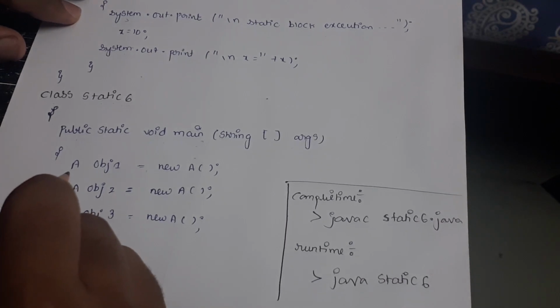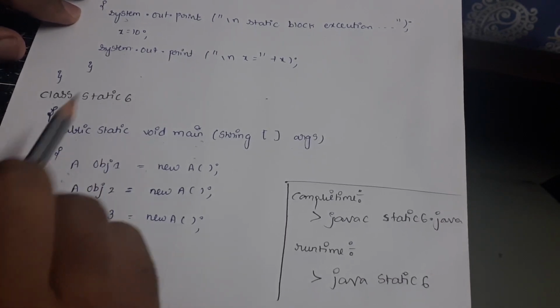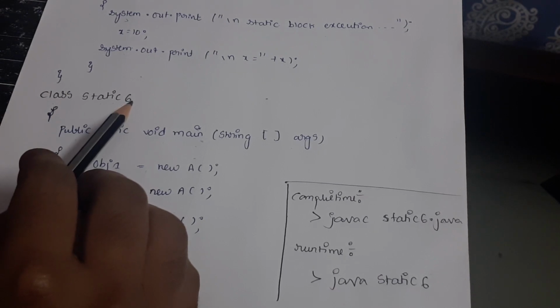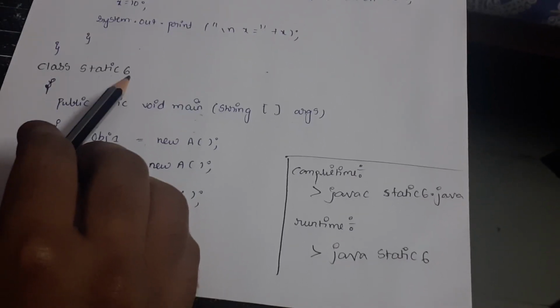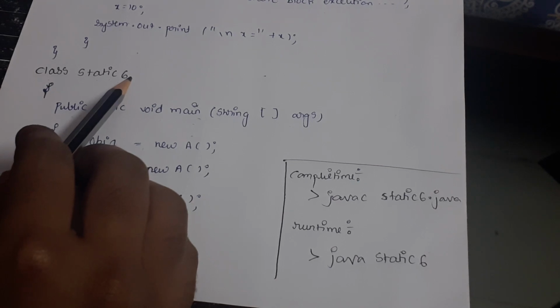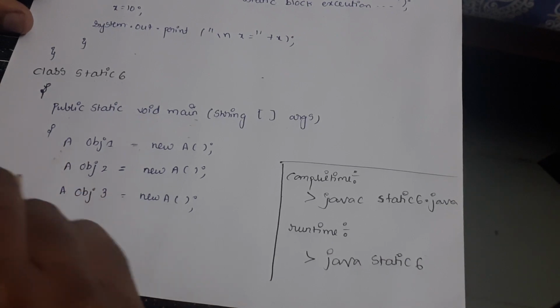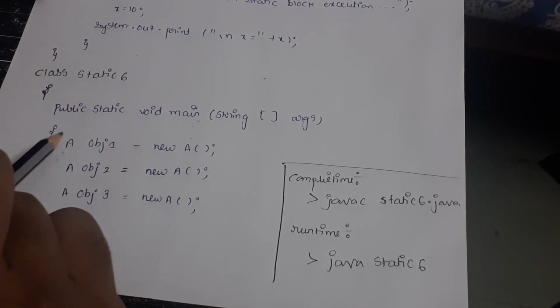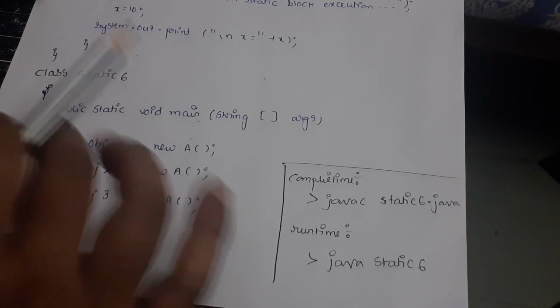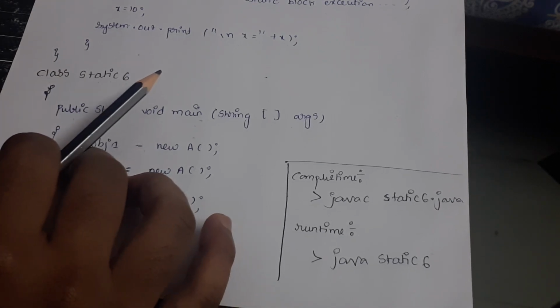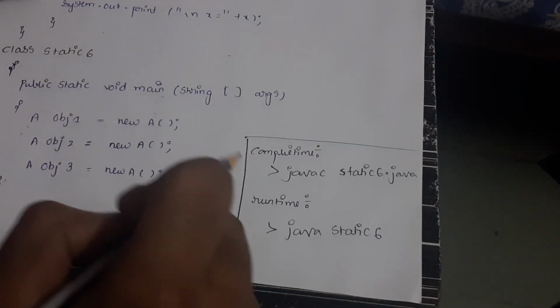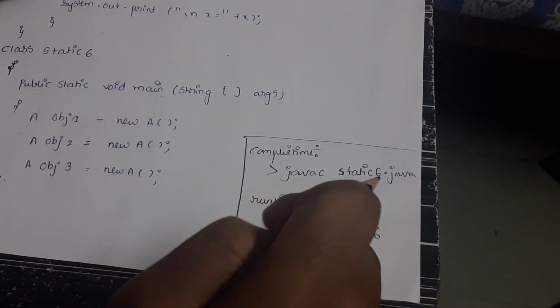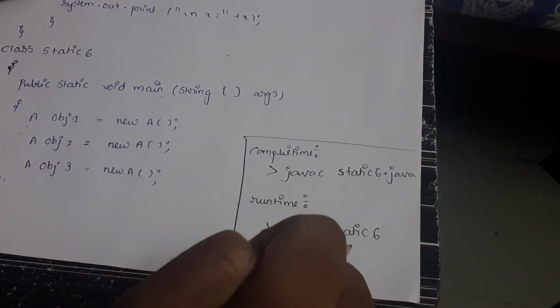Now here for the same class we are creating 3 different objects, but in the output we will be getting x printed only once. Already I mentioned that one-time code execution can be achieved by using a static block. Though we are creating 3 objects, we would expect 3 output values of 10, but by using a static block, however many objects we define in the main class, we will be getting the output only once. Now compile time, javac Static6.java, runtime java Static6.